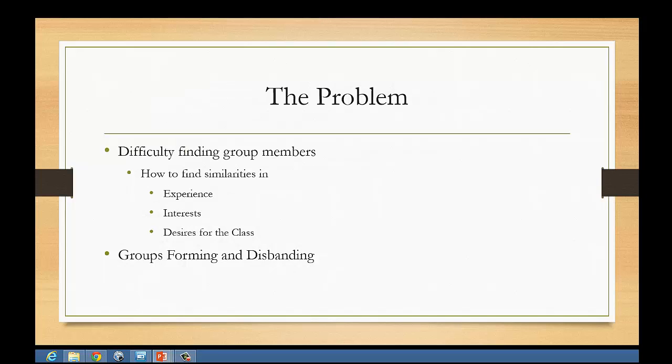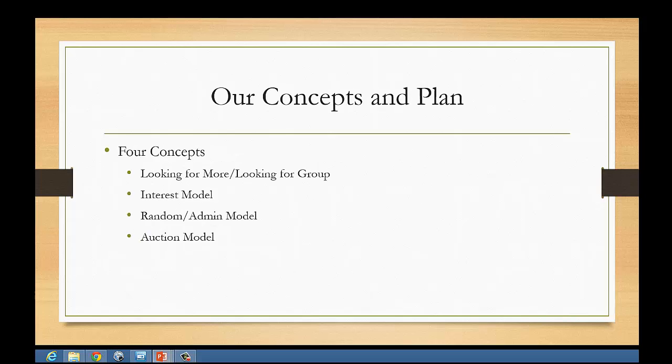The basic problem that we saw was twofold. One, difficulty finding group members. Trying to find similarities between each other with experience, interests, or desires for the class on the forums was really quite a tough task to do, and maybe difficult based on the amount of time that you have to search through those forums. Groups forming and disbanding was also another concern that we had, that we ultimately didn't include in our project, but did see it as a problem.